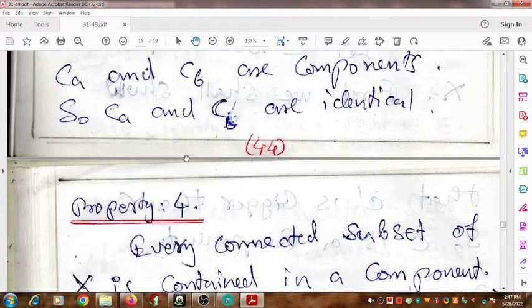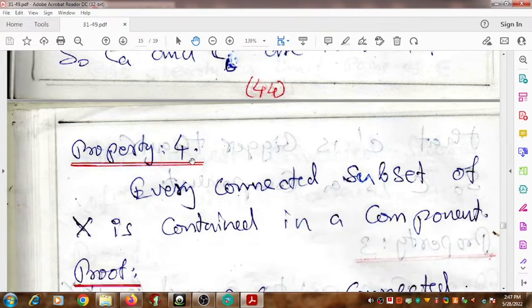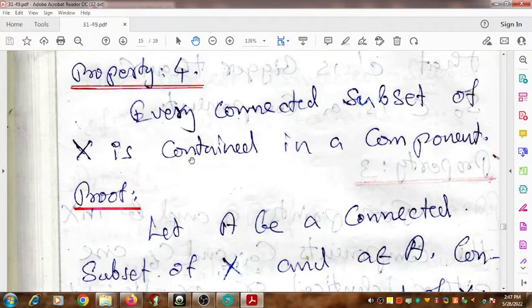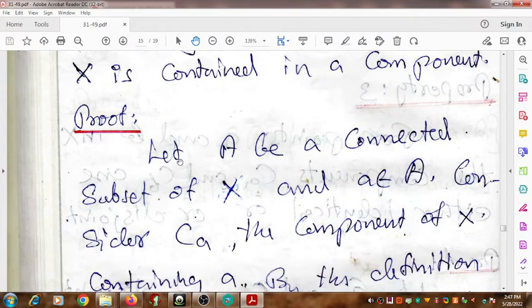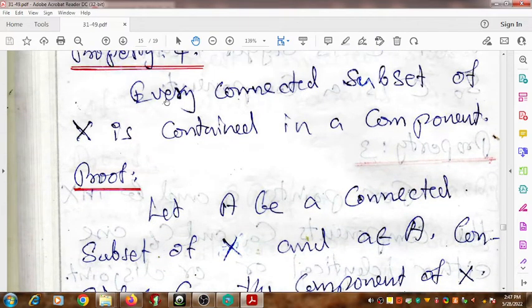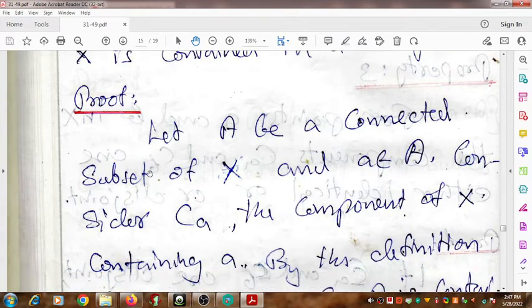Next, property 4. In property 4, we have the statement: every connected subset of X is contained in a component. How can we prove this? We consider every connected subset. So we are taking a connected subset of X, and that will be contained in a component.